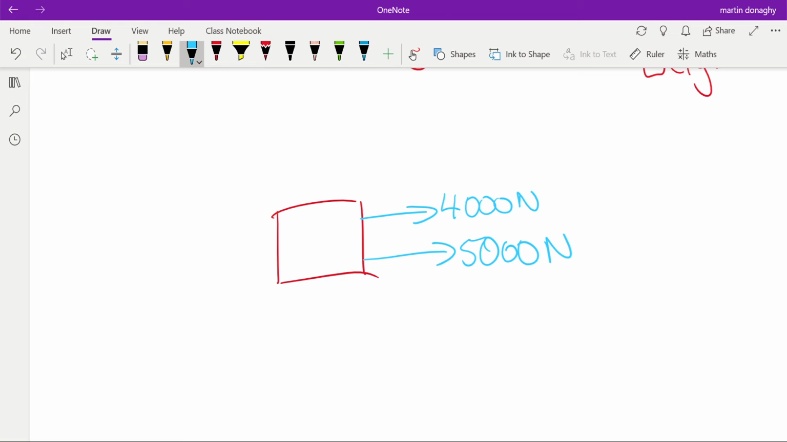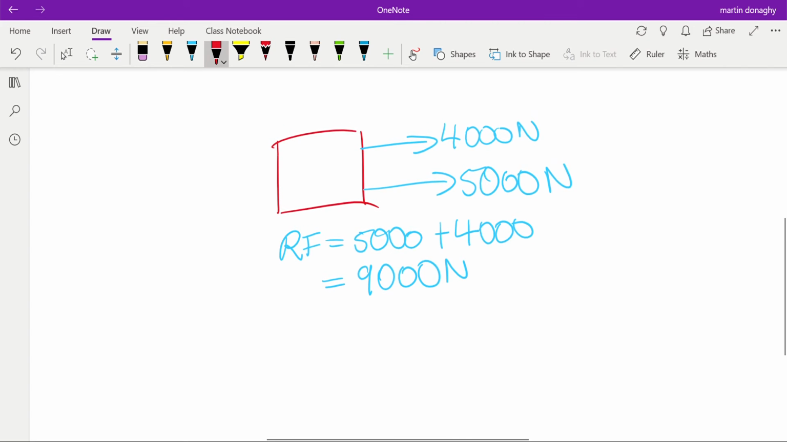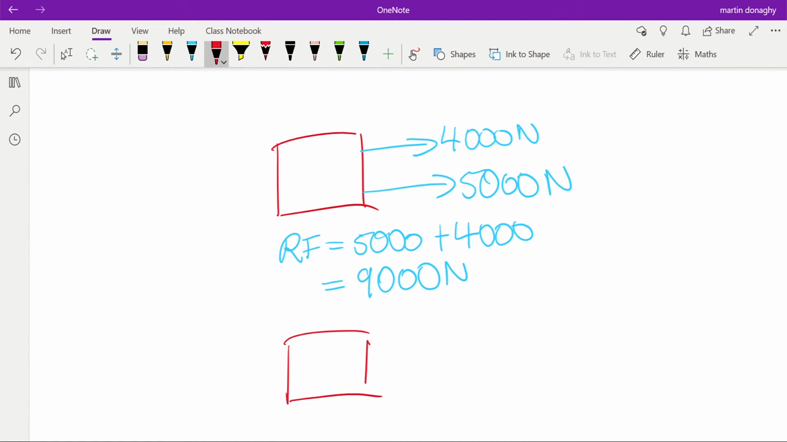If they're acting in the same direction, to work out a resultant force we just add the two of them together, and it gives us a resultant force of 9,000 newtons. So what we're saying is, rather than making it complicated and having those two forces, we can do the same thing and have a single force of 9,000 newtons. And that just makes our life a little bit easier.